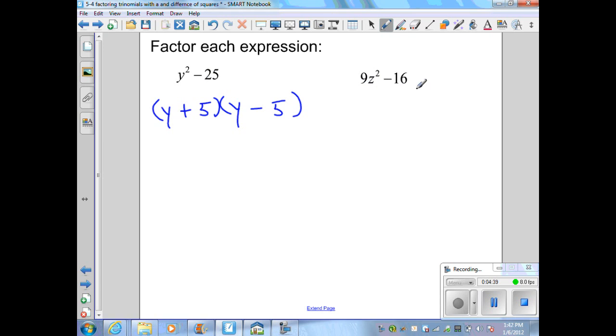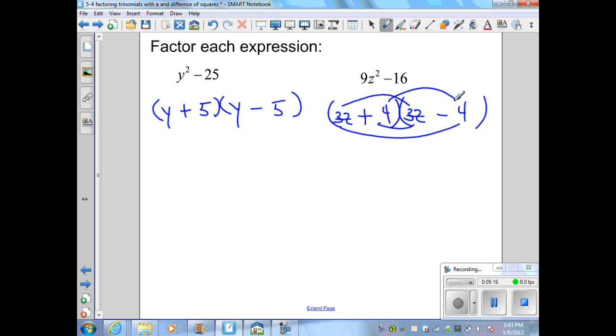Next, 9z squared minus 16. 9z squared is a perfect square. 16 is a perfect square. I have a minus sign. Therefore, that is a difference of two squares. Put down two sets of parentheses. 9z squared breaks up into 3z, 3z, 16 into 4 and 4. And I have my signs of plus, minus. Quick verification. FOIL, 3z times 3z is 9z squared, minus 12z plus 12z. The middle term drops out, and my last term, minus 16.